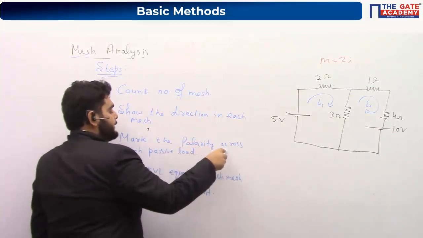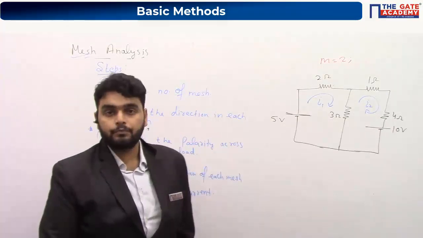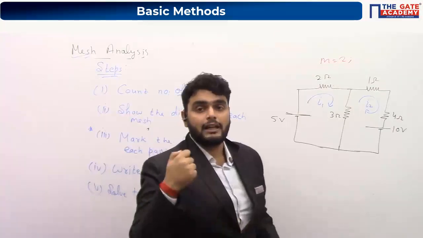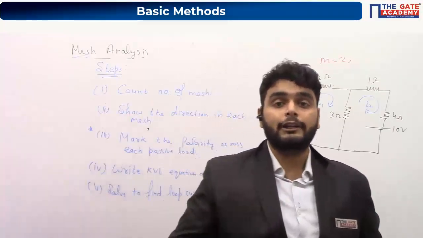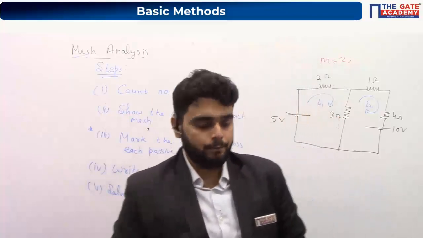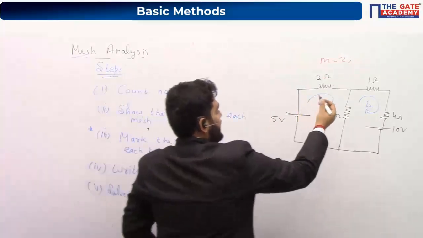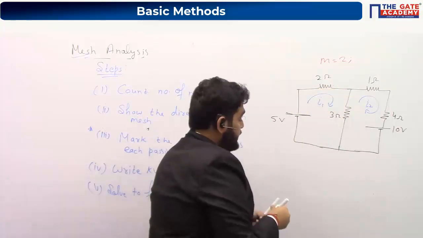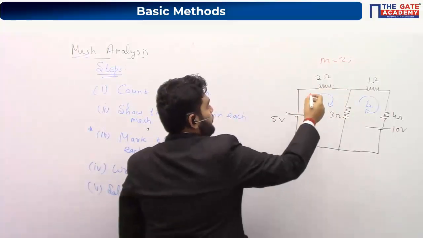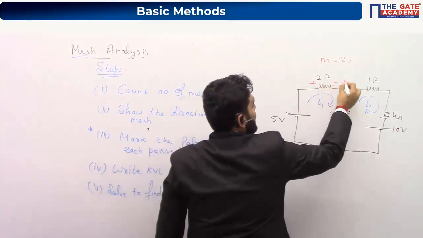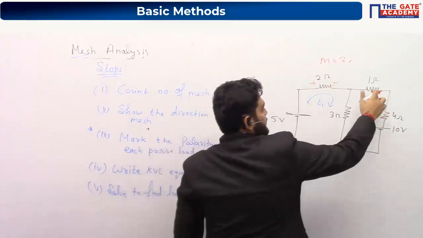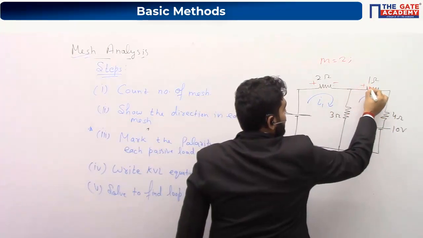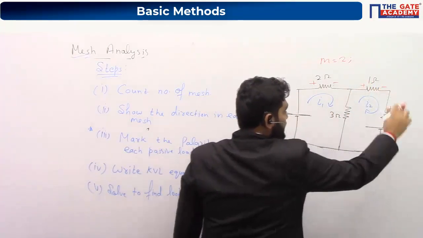Mark the polarity across each passive load. In the first lecture, I told you how to mark the polarity in the sign convention topic. So, I1, see here, is flowing in this direction. It means it is entering the 2 ohm resistor at this end, so it will be plus here and minus there. Similarly, in the 1 ohm resistor, I2 current is flowing in this direction, so it will be plus and minus accordingly.